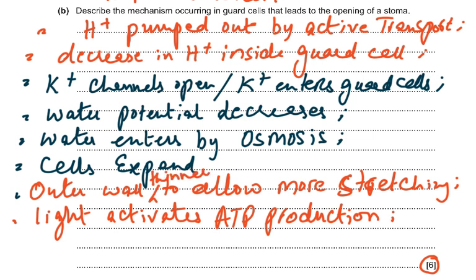So you could have said outer wall thinner to allow more stretching, or you could have said inner wall thicker to allow less stretching. You see, the guard cells have this inner wall and this outer wall. So the inner wall is thicker to allow less stretching, and the outer wall is thinner. So this expands more, and then that is how the guard cells open. You see, there's this and then there's this. So this is where the stomatal opening is, inside here.